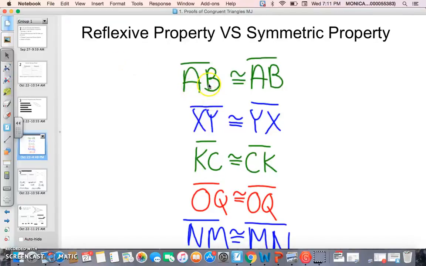So it doesn't matter if I write AB, AB, that you can either call that reflexive or symmetric. Or if a triangle shares a common side of XY, you can change the order of the letters and you can still either choose reflexive or symmetric property. It's kind of like they're synonyms. They say the same thing.